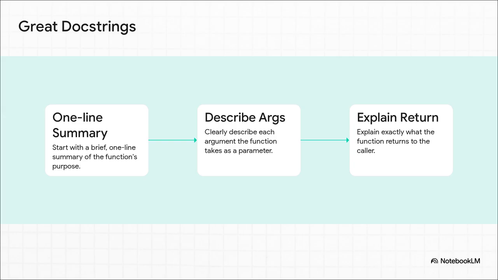Think of it like a recipe. First, you start with a quick one-line summary. Next, you describe each of the arguments the function needs. And finally, you explain exactly what the function gives back, its return value. That right there is the gold standard for professional code documentation.